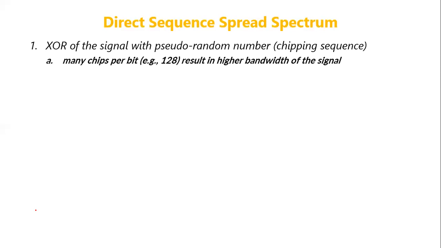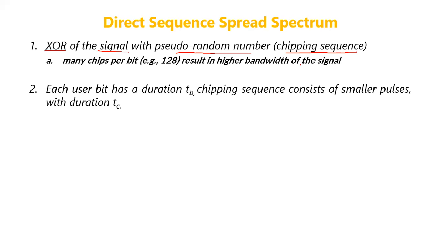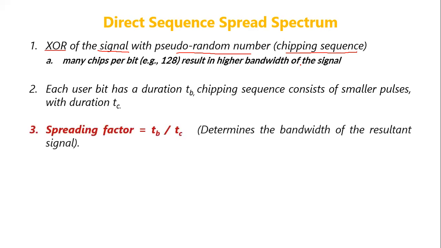But the basic concept is that whatever signal the sender wants to transmit will be XORed with a chipping sequence. This chipping sequence is basically a pseudo random number. It's a binary chipping sequence. As a result, whatever we get is considered the spread signal.